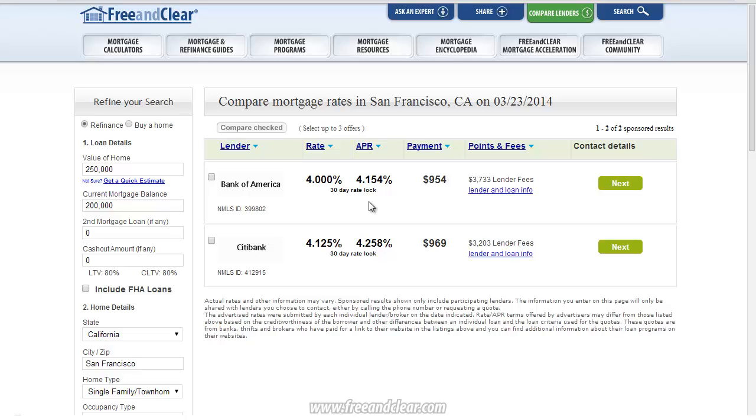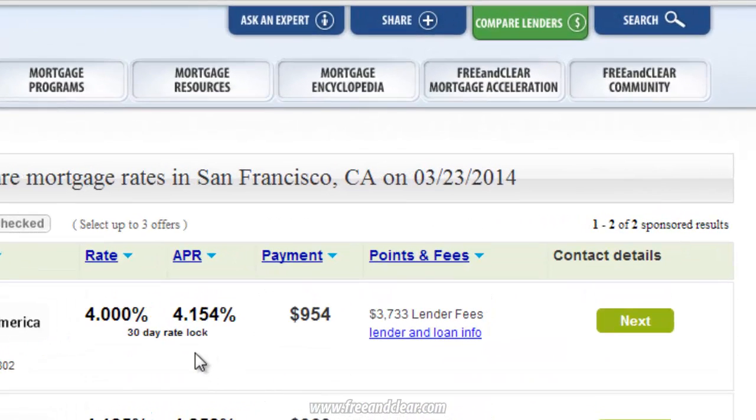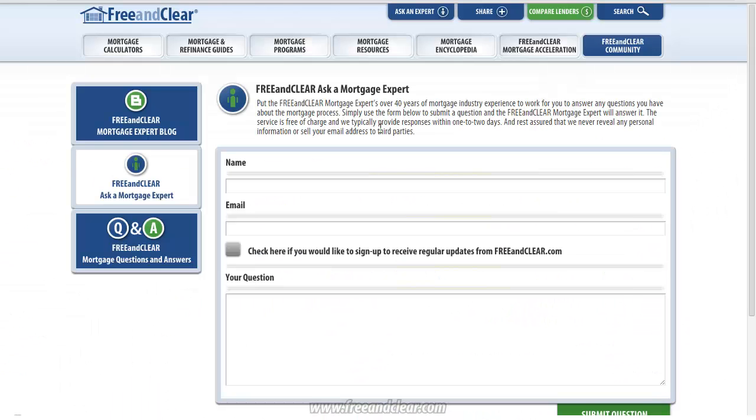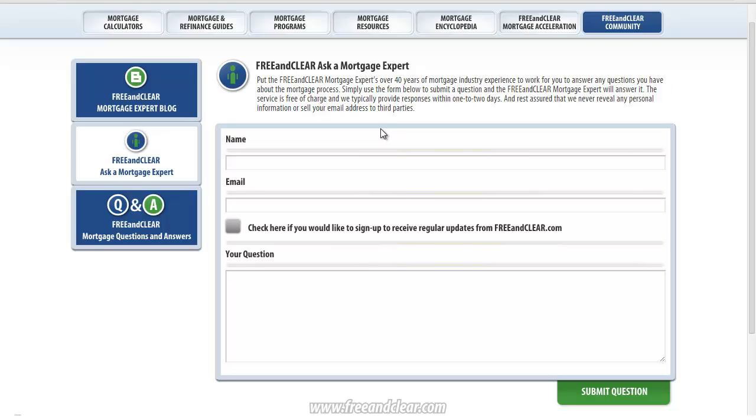If you have any questions about the freeandclear.com buy versus rent comparison calculator or any other mortgage topic, you can always click on the Ask an Expert button at the top of any page, and it will take you to the free and clear Ask a Mortgage Expert feature where you can submit your question. The feature is free to use and we never spam.